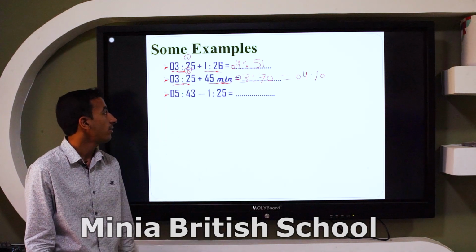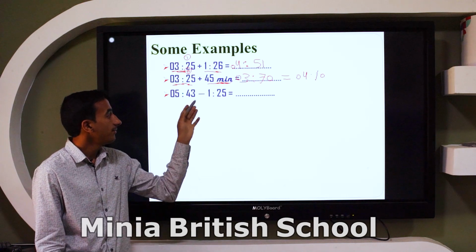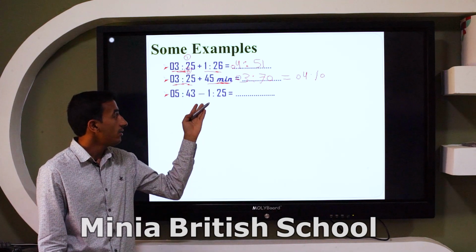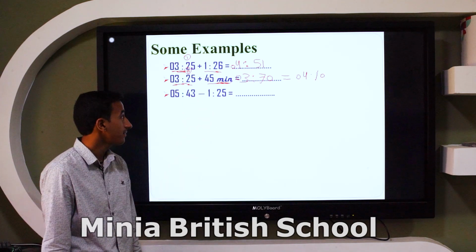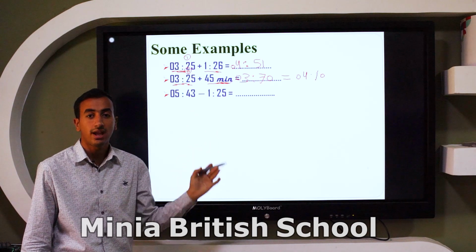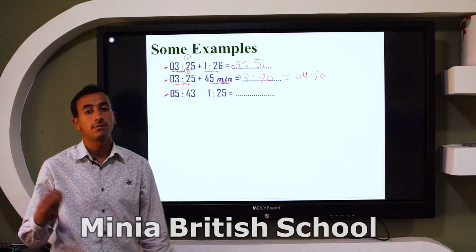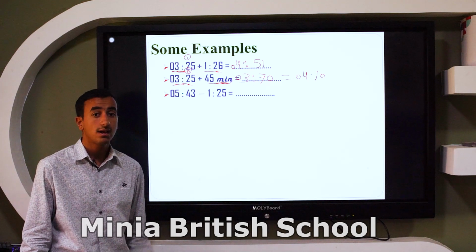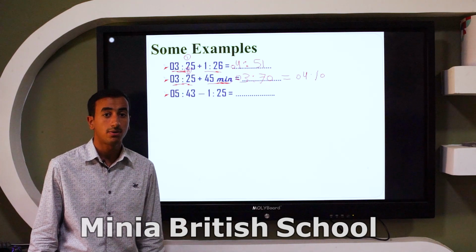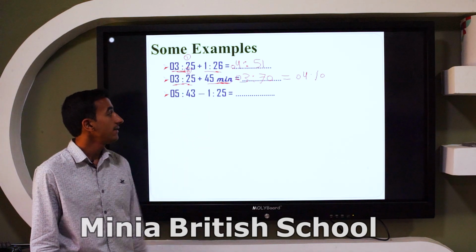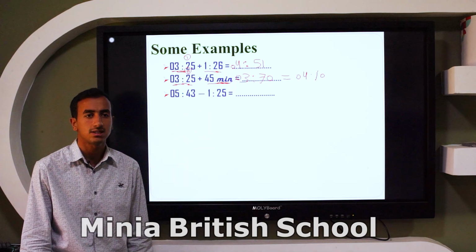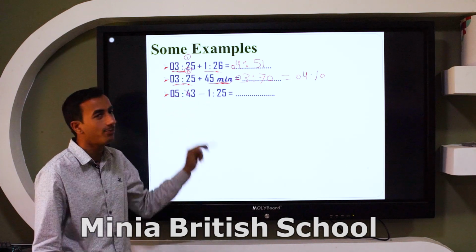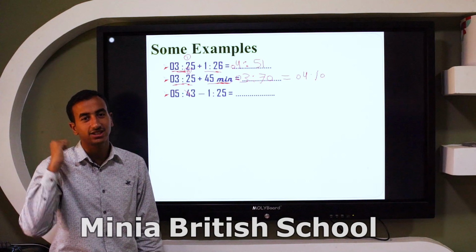Here we have 5 hours and 43 minutes minus 1 hour and 25 minutes. I can subtract minutes by minutes and hours by hours. So 43 minus 25. 3 minus 5, it can't. So I can take one from the tens, using subtraction strategies.